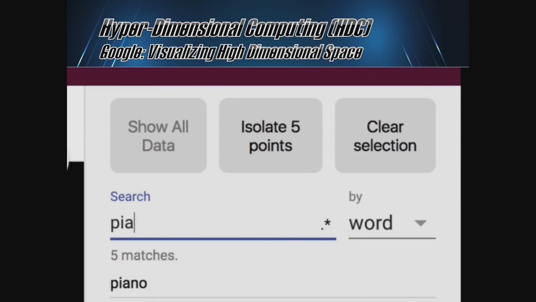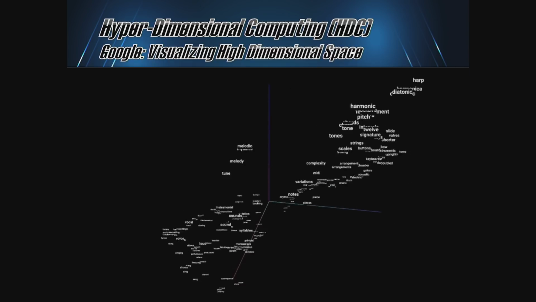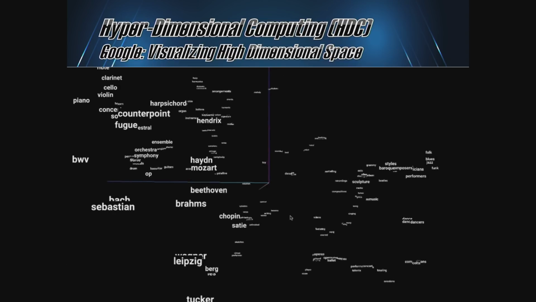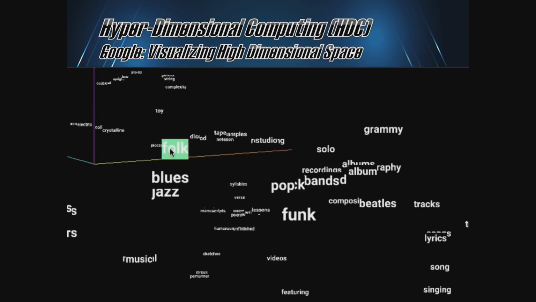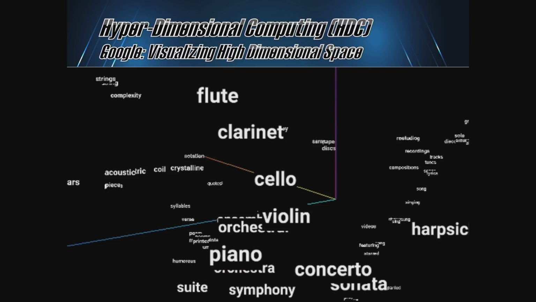If we search piano, we can run t-SNE only on words related to piano. We get clusters of composers, genres, musical instruments, and more. And this approach doesn't just work for words.